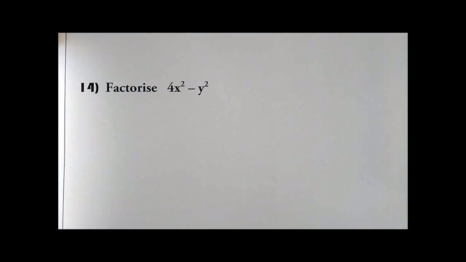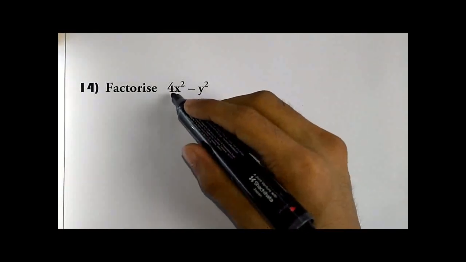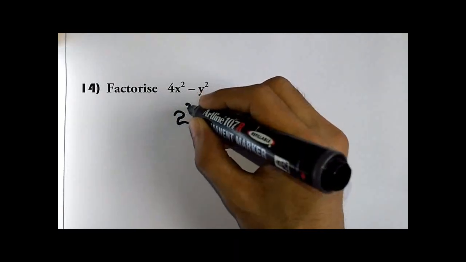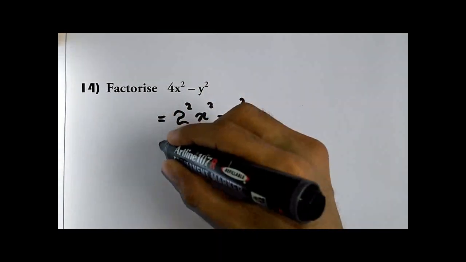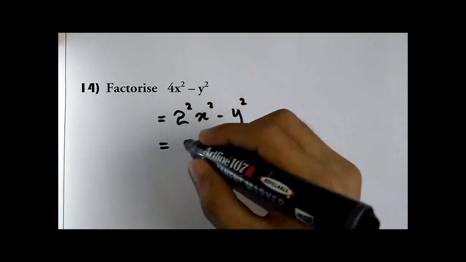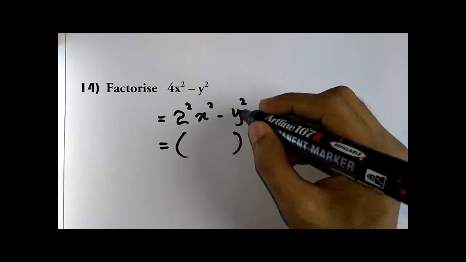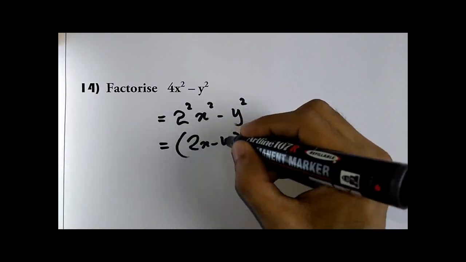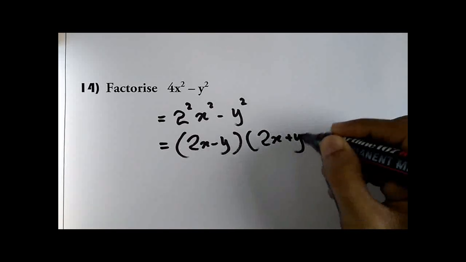And now here they are asking us to factorize this, right? It doesn't have any common factors, so we'll look at the perfect squares. 4 is a perfect square, so we can write that as 2 squared x squared minus y squared. So it comes under the difference of two squares. Okay, fine. So if it is difference of two squares, you can see on both sides it is completed with squares, right? So one should be minus and the second one should be plus. 2x minus y, 2x plus y.